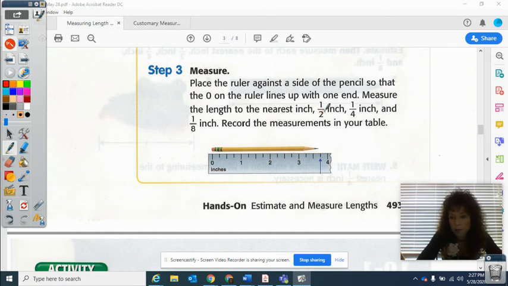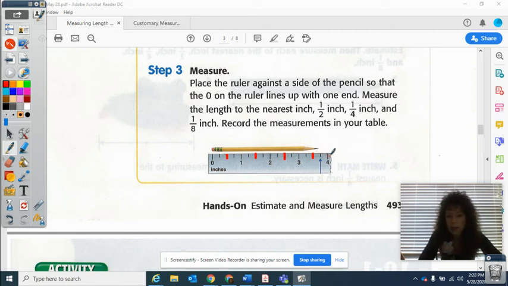Well, what about if we're measuring to the nearest 1/2 inch? Well, here's a 3, here's a 4. How do we find out where the 1/2 inch marks are? So here's a 1/2 inch. Here's halfway between 1 and 2. Here's halfway between 2 and 3. And here's halfway between 3 and 4. So this is 0, 1/2, 1, 1 and 1/2, 2, 2 and 1/2, 3, 3 and 1/2, 4.